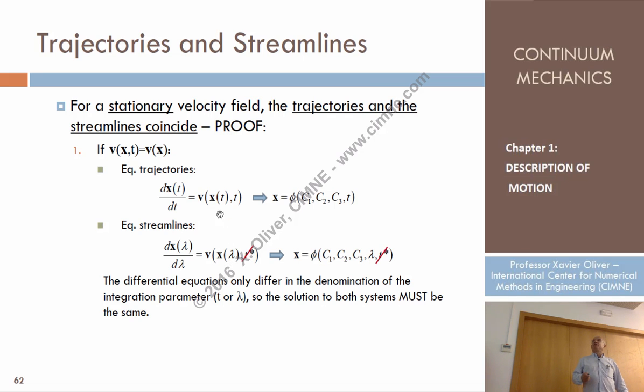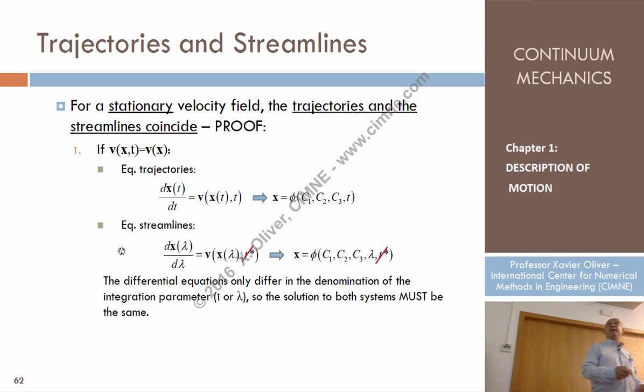So, if time appears here, then these two partial differential equations are different. Because here we differentiate with respect to time, and time is here, and here we differentiate with respect to lambda, and lambda is here, different from time. But what happens when the problem is stationary?